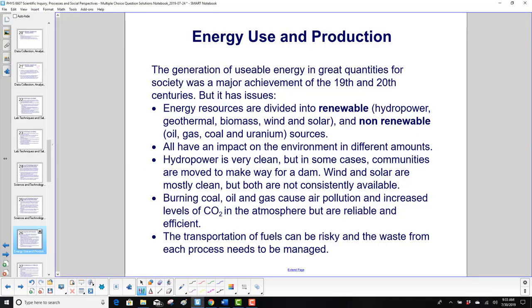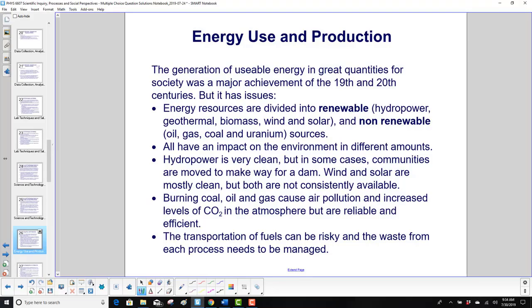Specifically, let's talk about energy. The generation of usable energy in great quantities for society was a major achievement of the 19th and 20th centuries. But again, it has issues. First, let's classify energy resources as renewable: hydropower, geothermal, biomass, wind and solar. That means they should last forever. And non-renewable: oil, gas, coal, and uranium, which eventually will run out, although hopefully hundreds, thousands of years into the future. All have an impact on the environment in different amounts.